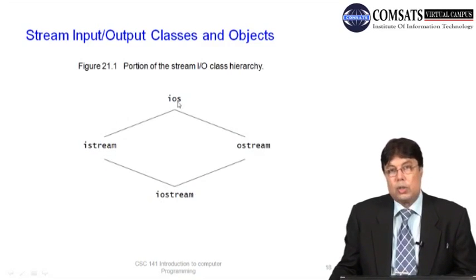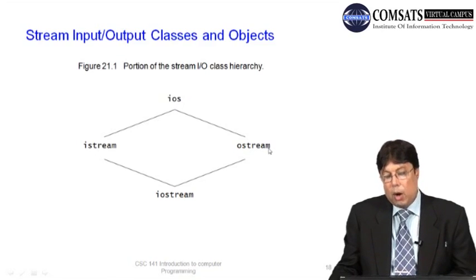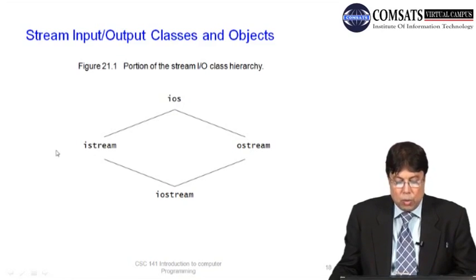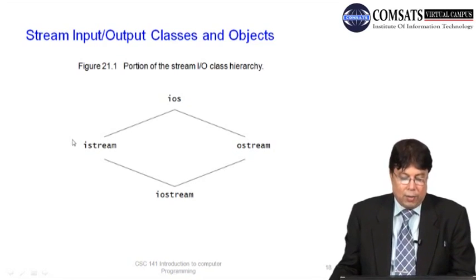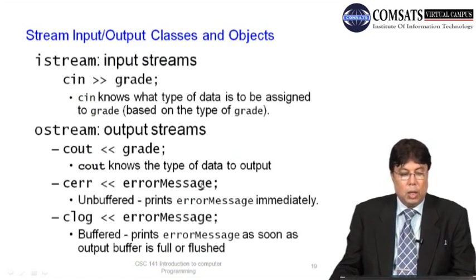We have seen that iostream inherits from the input stream and the output stream, so we can combine these two as iostream. In terms of hierarchy, ios is the base, then istream and ostream, input stream and output stream, and then we can inherit from input and output to define the class iostream.